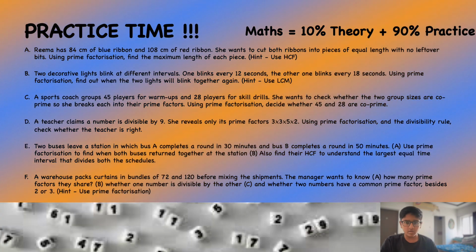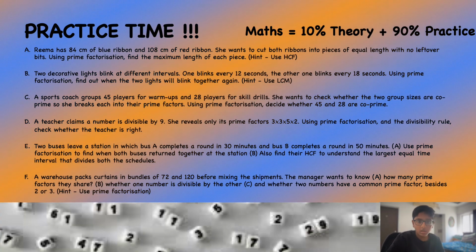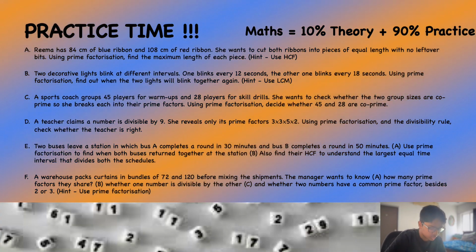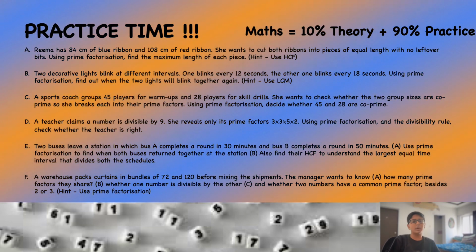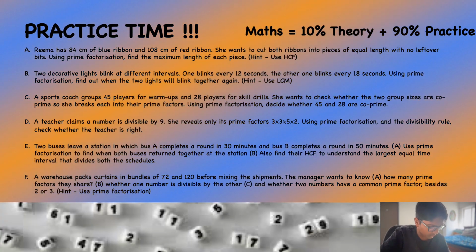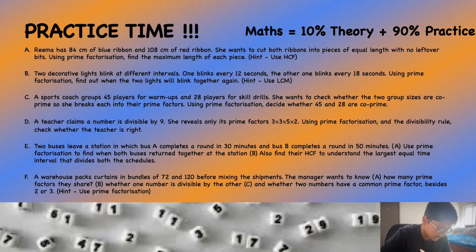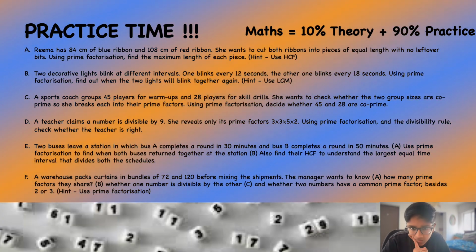Next, two buses leave a station. Bus A completes a round in 30 minutes. So 30 is 3 into 2 into 5 and 50 is 5 into 2 into 5. So when both buses return together at the station, it means LCM. For LCM, we take all the different factors, and 5 square is there.